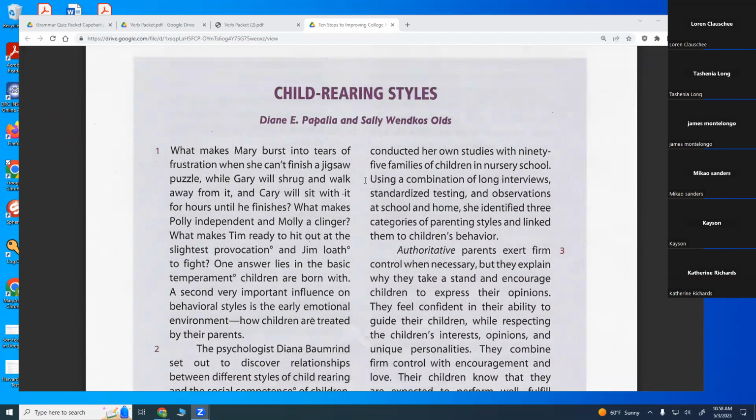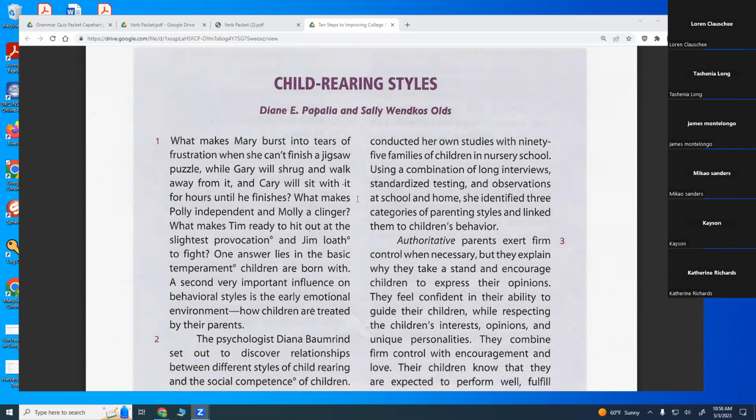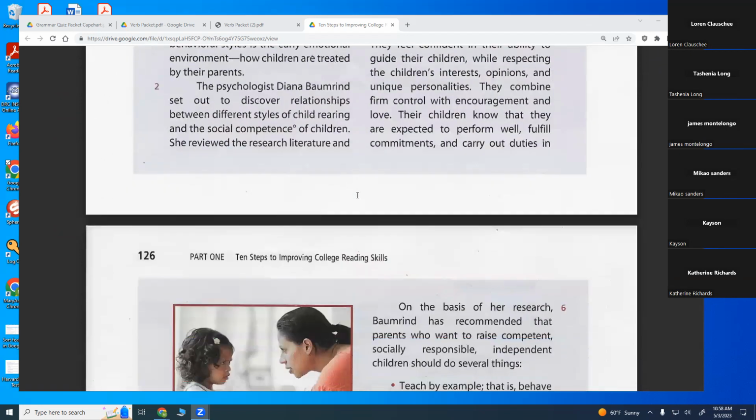What's missing? She said testing, observations at home and school. What's missing? Jason, what's missing? She identified 3 categories. Yeah, a combination of 3 things. Let's go back down.